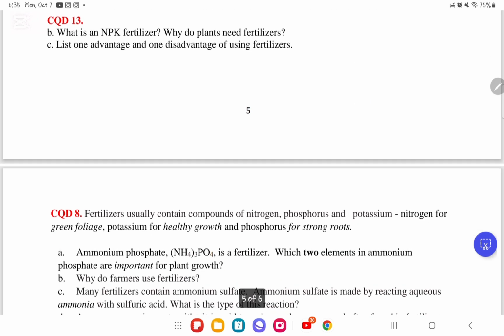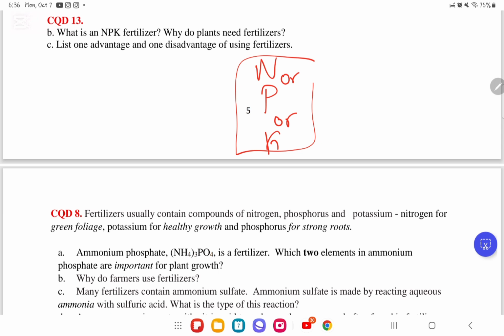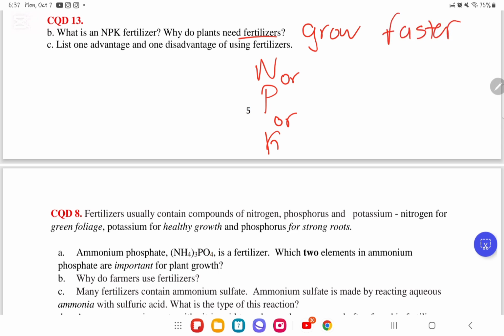CQD number 13. What is an NPK fertilizer? NPK fertilizer is a fertilizer that contains nitrogen or phosphorus or potassium. It can contain either two of them or one of them, or it can contain all of them. So it has to contain nitrogen and phosphorus and potassium. Now, why do plants need fertilizers? So they can grow and produce more crops, or they can grow faster, in other terms. So that is for part B.